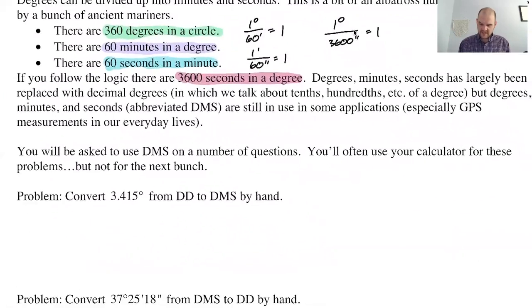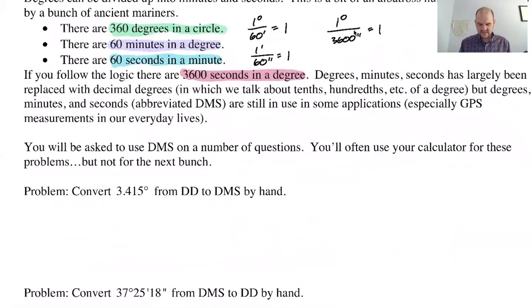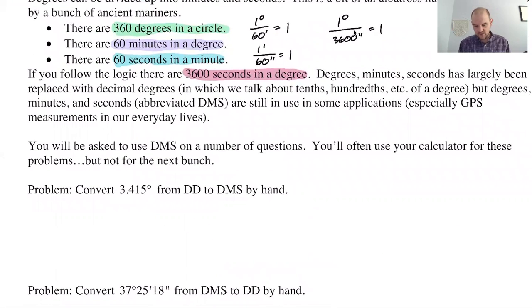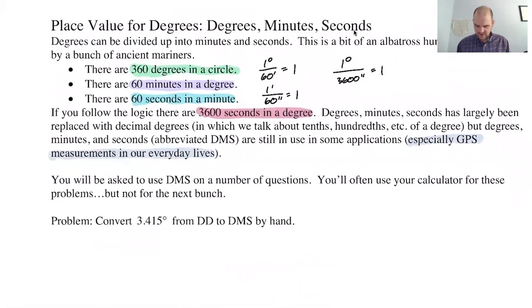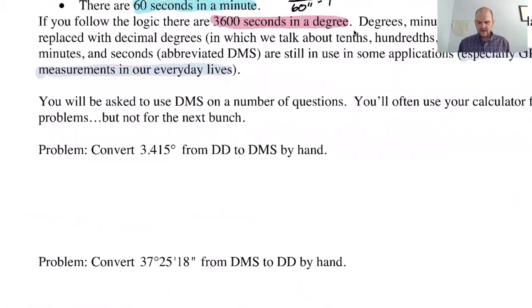One place that you will occasionally see this, although I think even this now is looking a little bit more in terms of decimal degrees, but GPS measurements are often given in degrees, minutes, seconds, I believe. So it's just really useful to know, and it's kind of interesting. Let's see if we can do this.